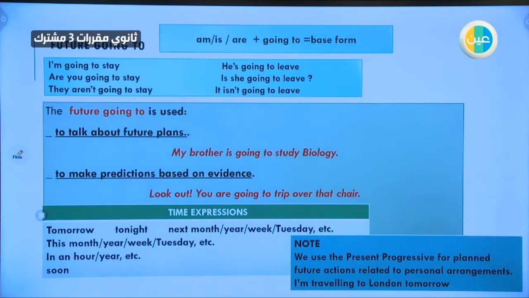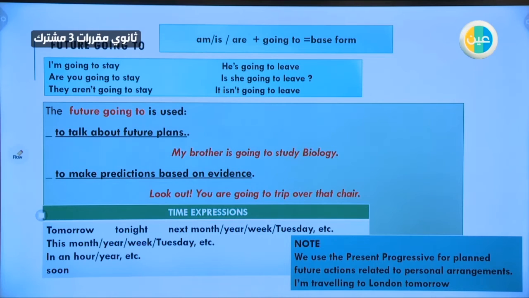What about going to, the other one? Future going to: am, is, are. Don't forget before it, then going to, then the base form. How can I do it? I am going to stay, or he is going to leave.